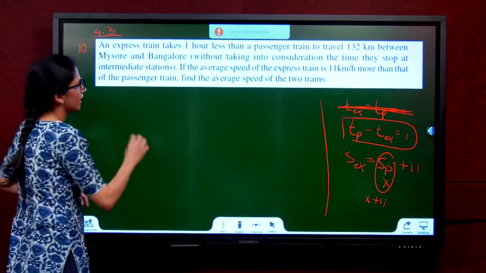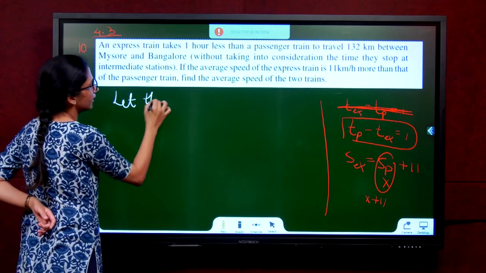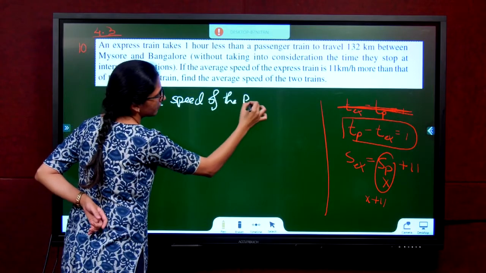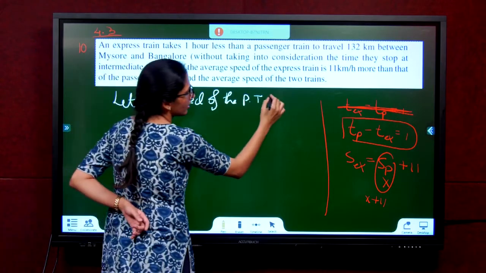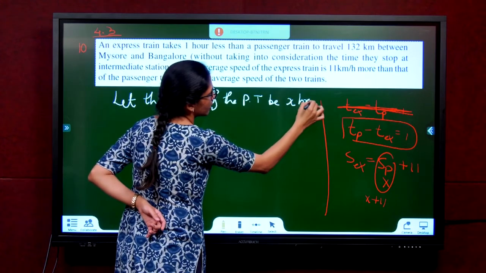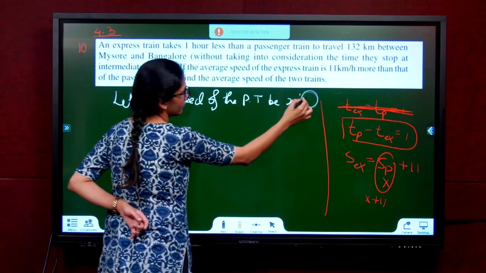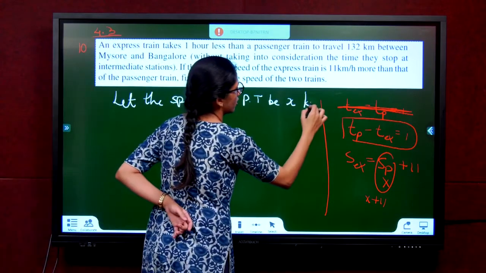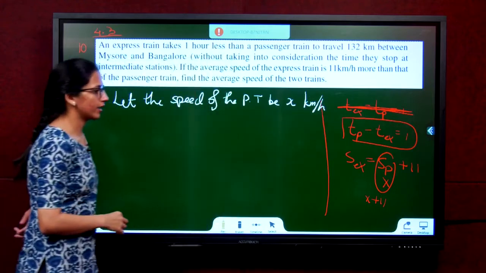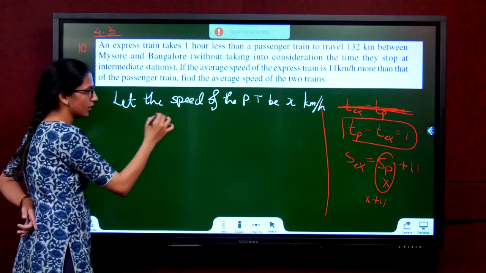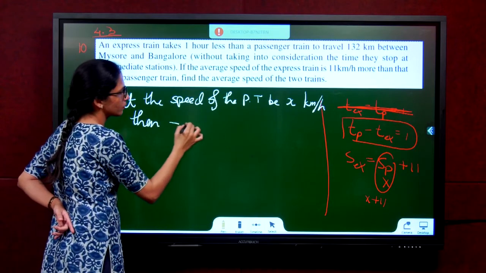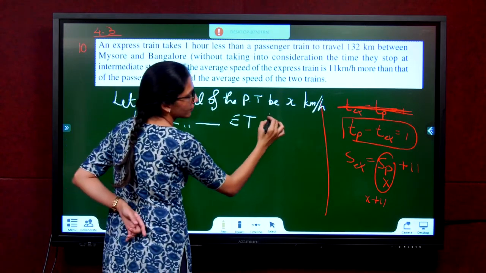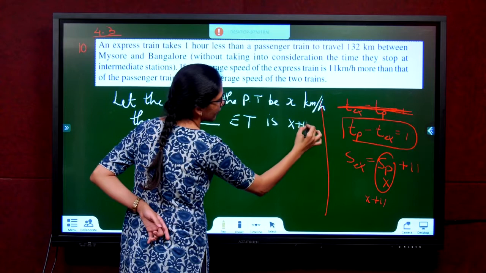First statement: let the speed of the passenger train be X km/h. Oh, sorry, it's speed. What is the SI unit of speed? Kilometer per hour, not hour. Hour is for time. Okay. So now, then, the speed of express train is X plus 11 km/h.